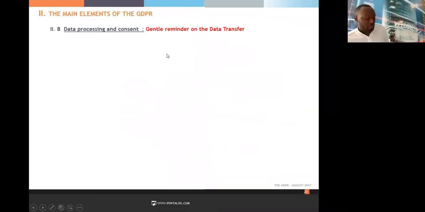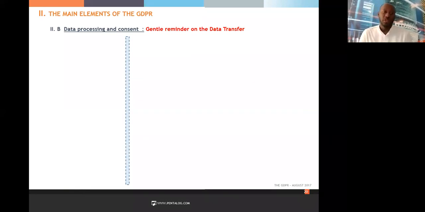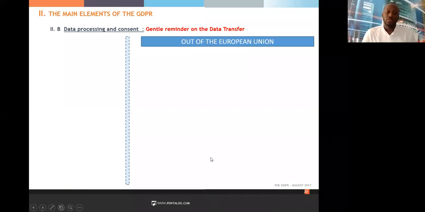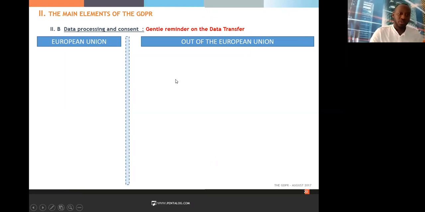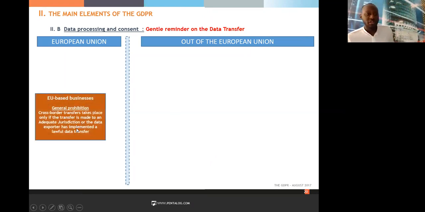So, a gentle reminder on data transfer. For all the people watching this, located outside of the European Union, you are concerned about data transfer. So I wanted to quickly explain how this works. It's very important for you to know about it. So you are outside the European Union, and here is the European Union. For an EU-based business, there is a general prohibition. Cross-border transfer is forbidden unless the transfer is made to an adequate jurisdiction or the data exporter has implemented a lawful data transfer mechanism. What does it mean?